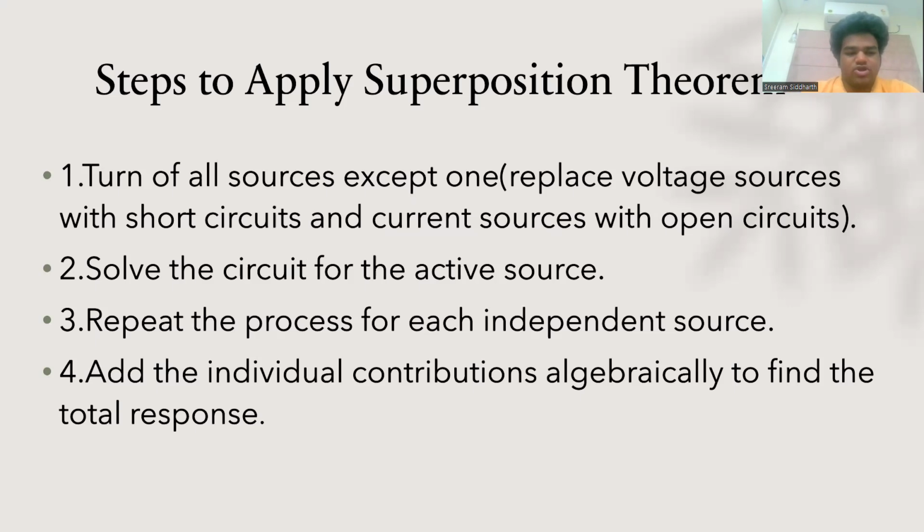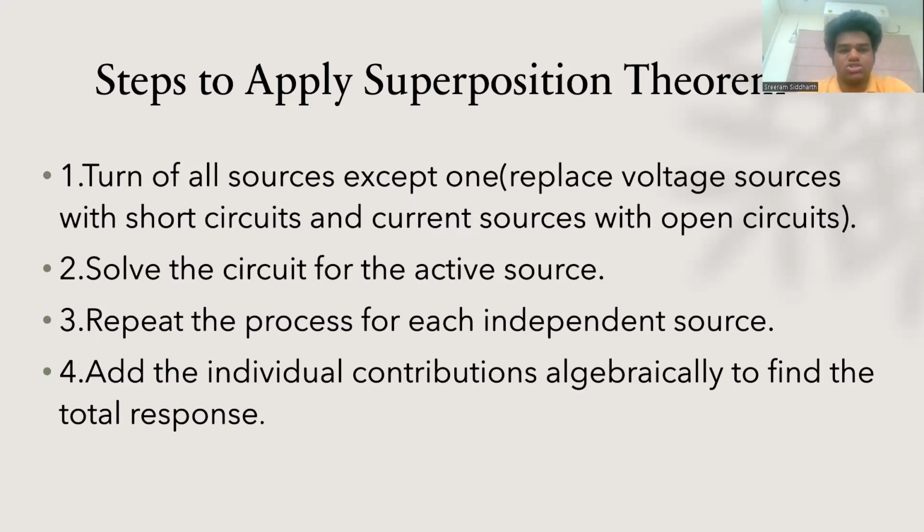The next step is you need to solve the circuit for the active source, the circuit which you are keeping active. The third step is you need to repeat the same process for the other source, which you'll be short circuiting. Later you need to add the individual contributions algebraically. You need to add the currents which you get individually.